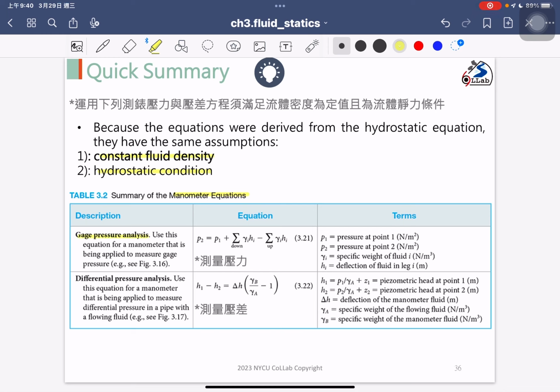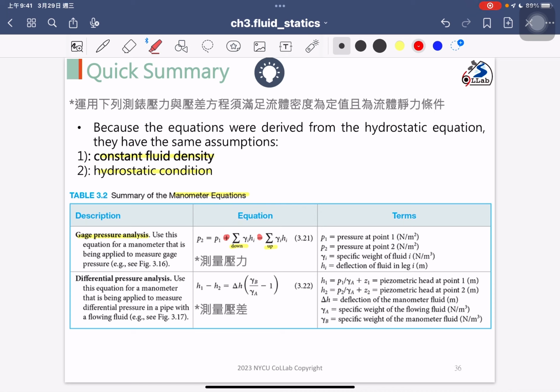So you don't need to apply the hydrostatic equation step by step. You just consider that when the elevation goes down, you have a positive pressure increase. When the elevation goes up, you have a negative pressure, the pressure decreases. It is just based on the gauge pressure idea.